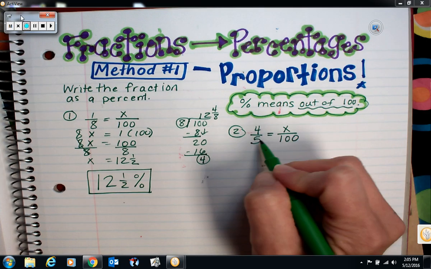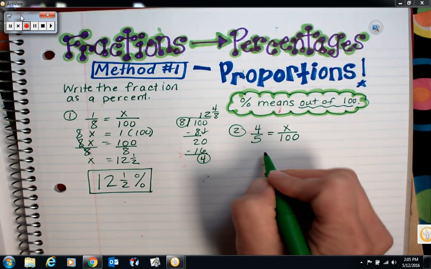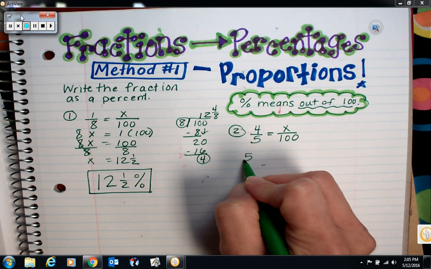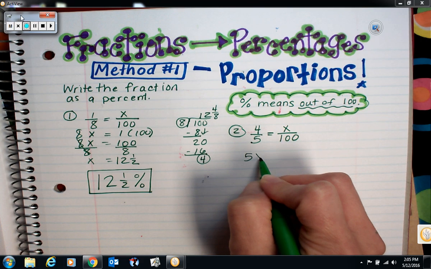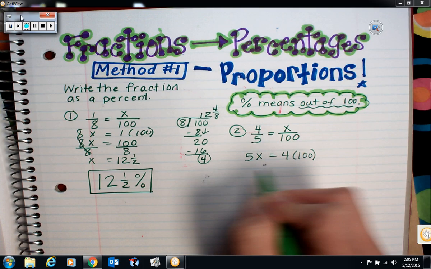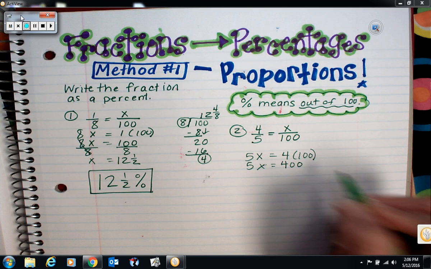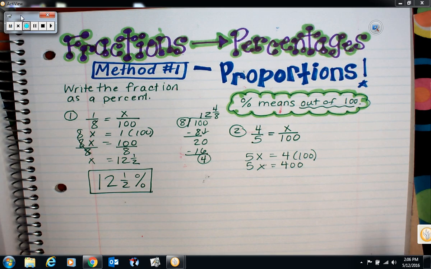So I'm going to go ahead and create a cross product equation, but I'm also going to realize that there's other ways I can solve for x. So 5 times x is equal to 4 times 100. 5x equals 400. And now I can divide both sides by 5.